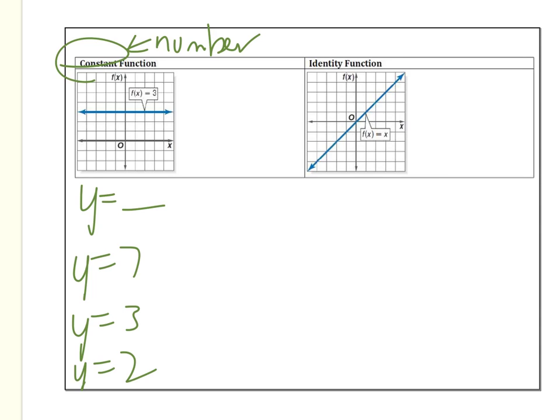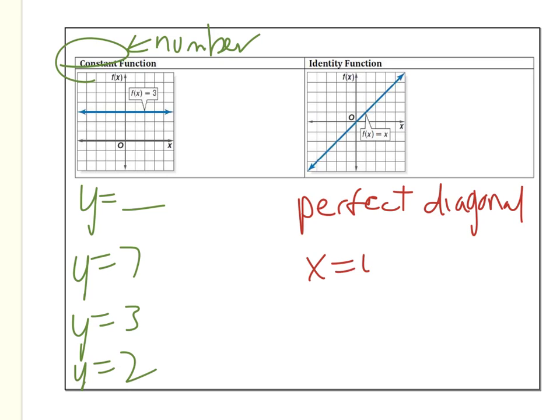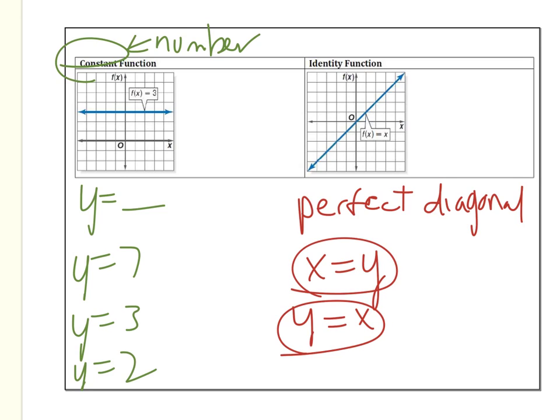All right, identity function is this one up here. Identity is the perfect diagonal. Okay, and another way to put it is that x equals y, y equals x. It is the perfect diagonal going through the middle of the graph. All right, so f of x equals x, that is your identity function.